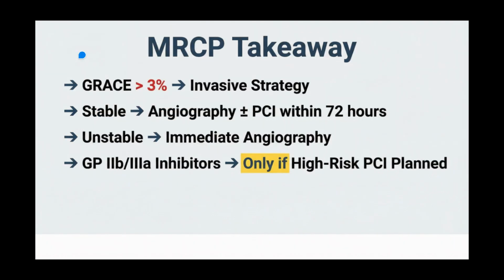MRCP takeaway. GRACE greater than 3% require invasive strategy. A stable patient with GRACE greater than 3% needs angiography plus or minus PCI within 72 hours. Unstable patients require immediate angiography. GP 2B/3A inhibitors are indicated only if high-risk PCI is planned.